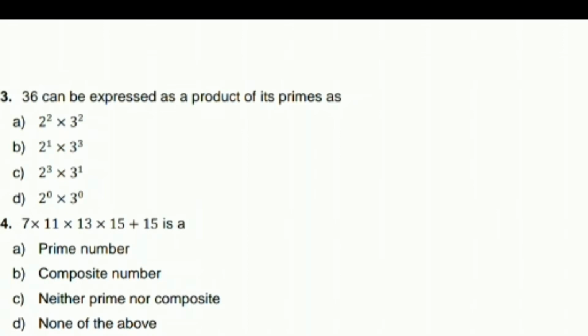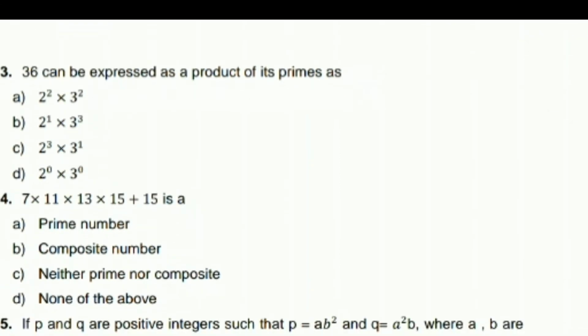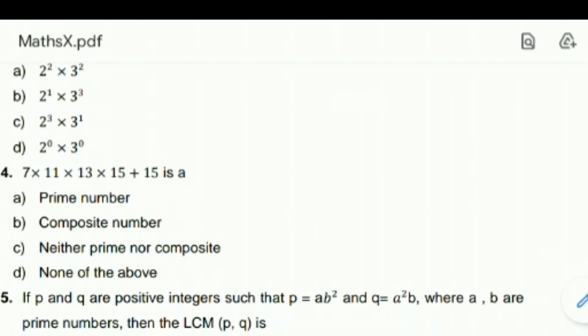This is what you'll get as answer. Question: whether the given number, which is 7 into 11 into 13 into 15 plus 15, is a prime number, composite number, neither prime nor composite, or none of the above. So first let us solve. If you solve this, you will get the answer as 15030. So you can clearly see the number is ending with the digit 0, so it is having 5 as a factor, and it is other than the number itself and 1, so definitely it is a composite number.